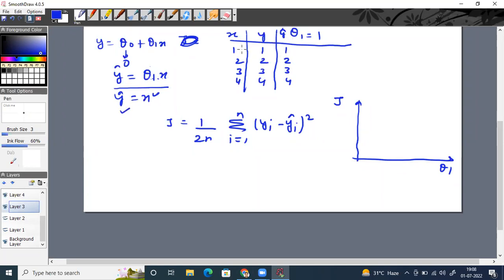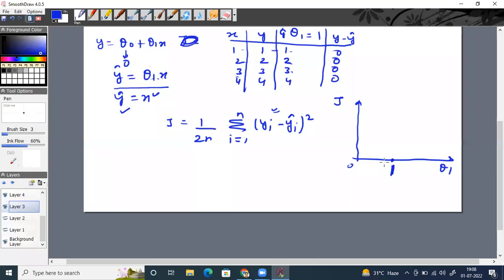So I put x values 1, 2, 3, 4. If this is the case, what will be the difference between y minus y hat? Can we compute? 1 minus 1 will be 0, 2 minus 2 will be 0, 3 minus 3 will be 0, 4 minus 4 will be 0. So if we compute this, we will get error to be 0. Right or wrong? Right, sir. This is the ideal case. So suppose I mention here, this is my theta 1 equal to 1. Here I will get the minimum value 0.